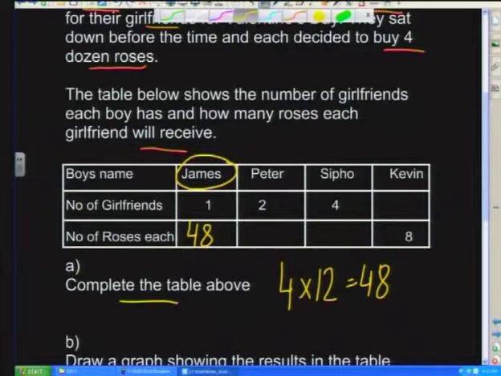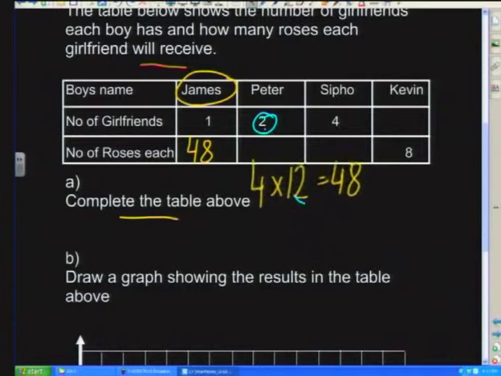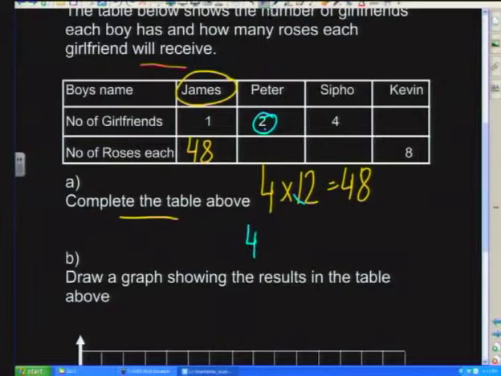Peter, on the other hand, has 2 girlfriends. Now, how many roses is Peter's girlfriend going to receive? So he has 48 roses, and I'm going to find some space. Maybe I should move this up. No, that's not going to work. Let's move this a bit. Okay, let's go back to Peter. He has 48 roses that he is going to divide by 2 girls, and each one is going to receive 24 roses. So we've got 24.